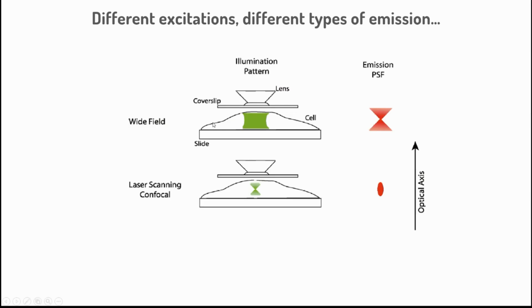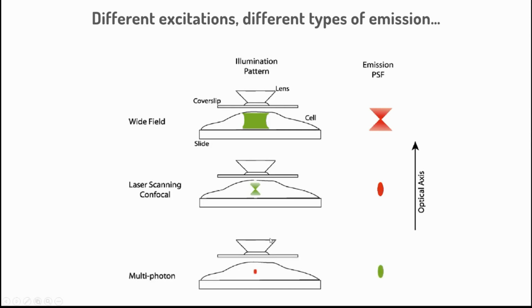So I think in the next I have, yes. This is a comparison between wide field and confocal. In wide field we illuminate a lot of the sample and we get a huge PSF. So we get focus and out of focus light. In confocal we get light only from the focal point. And the colors here matter because normally you illuminate with green, you will get red light.